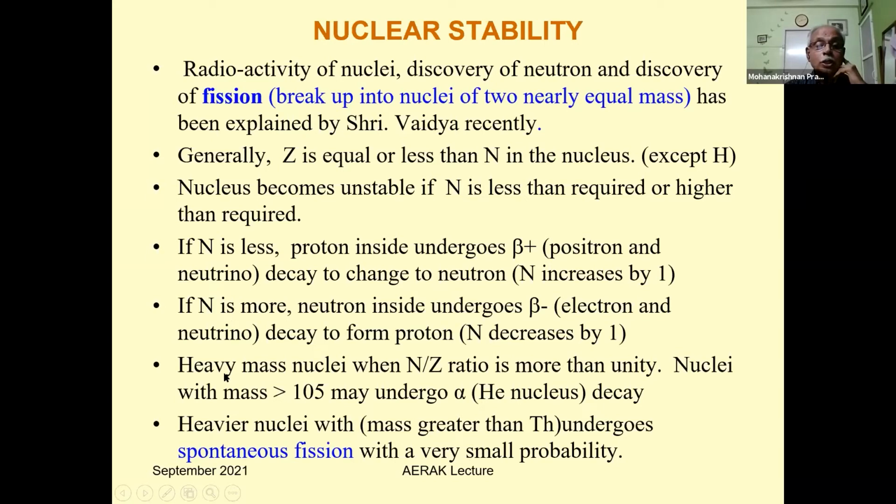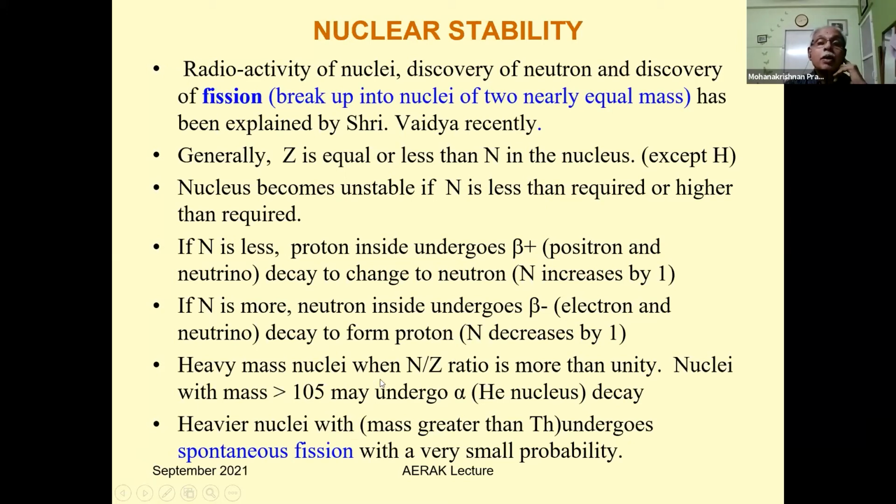It is found that heavy nuclei, when the N by Z ratio is more than unity, with mass greater than 105, may undergo alpha decay. That is, one helium nucleus itself can be emitted. Even heavier nuclei, like thorium and above, can undergo spontaneous fission. That is, fission is the breakup of a nucleus into two nearly equal masses. So this spontaneous fission is found to occur for masses above thorium.